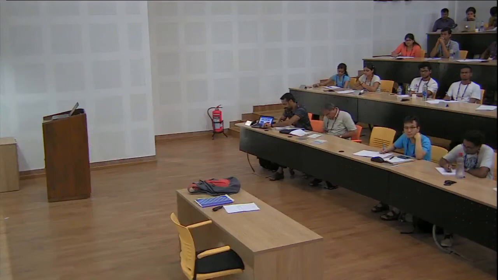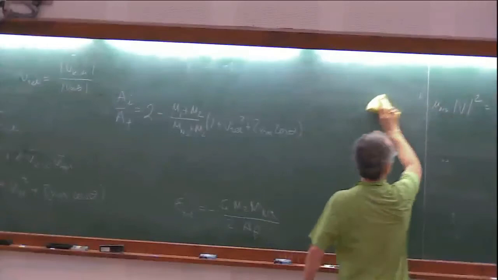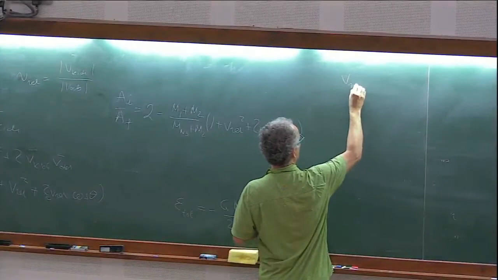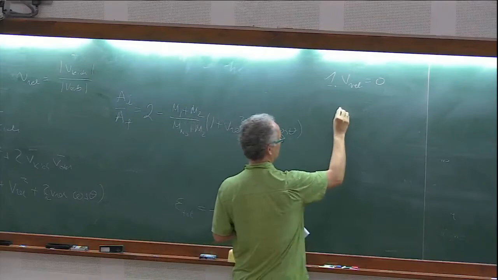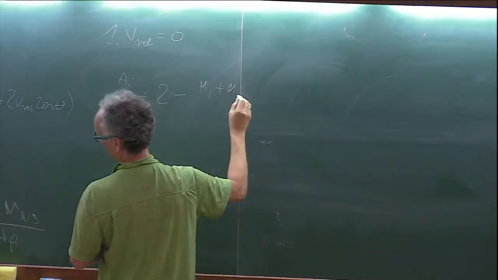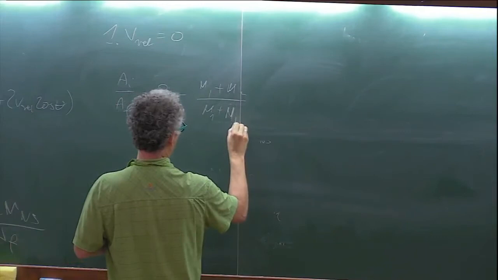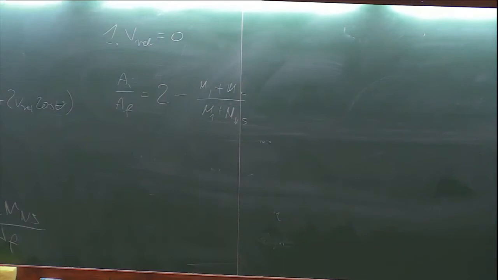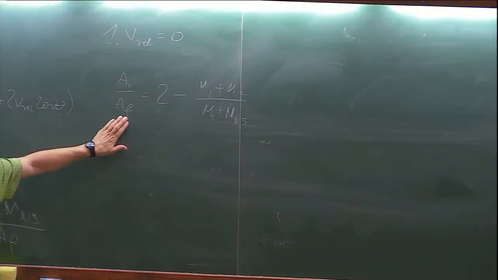So what does this mean? We can discuss this result in a short while. If V kick is zero, then V relative is zero, and what we get is that A_I minus A over A_F is 2 minus this ratio of the masses, M1 plus M2 over M1 plus M neutron star. And for the system to be bound, this has to be positive, yeah? Because we want A final to be positive, so the ratio has to be positive.